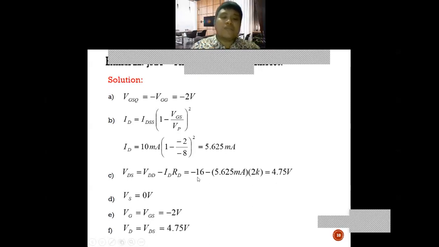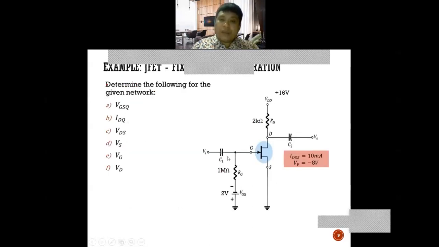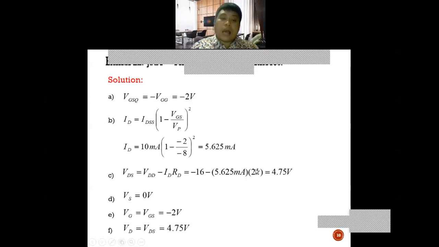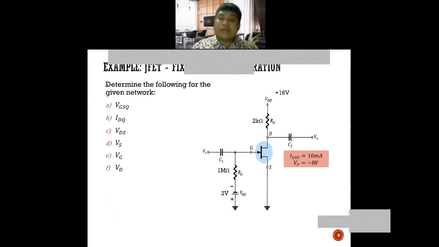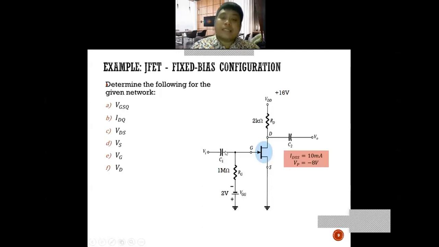By using Kirchhoff's voltage law, VDS equal to VDD minus IDRD. This circuit you need to simplify, so the capacitors C1 and C2 need to be open circuit. So you can find VDS.